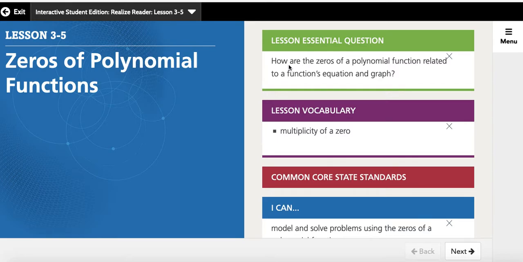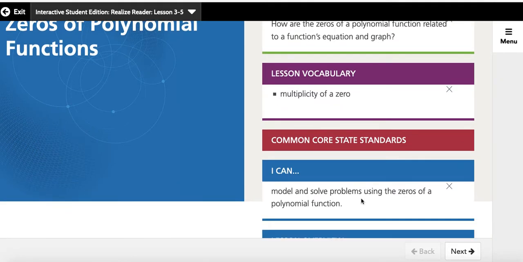The essential question: how are the zeros of a polynomial function related to the function's equation and graph? Lesson vocab: multiplicity of a zero. And in the end, you'll be able to model and solve problems using the zeros of a polynomial function.